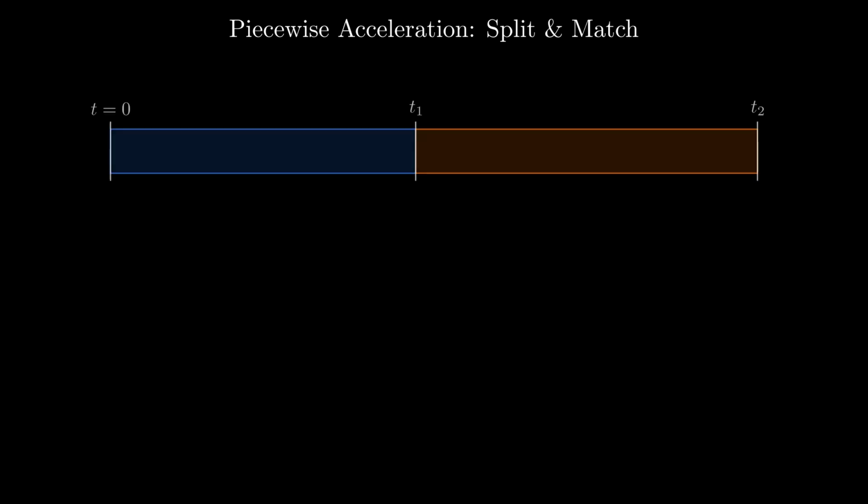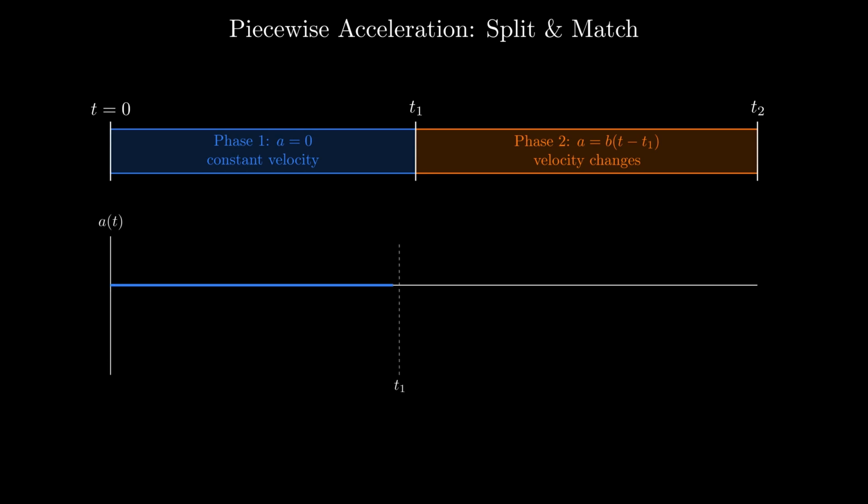This term-by-term approach works when acceleration is a single polynomial over the entire time interval. But real scenarios often involve acceleration that changes form. 0 during coasting, then a ramp during braking. For piecewise acceleration, split the timeline at each transition point and integrate each interval separately.